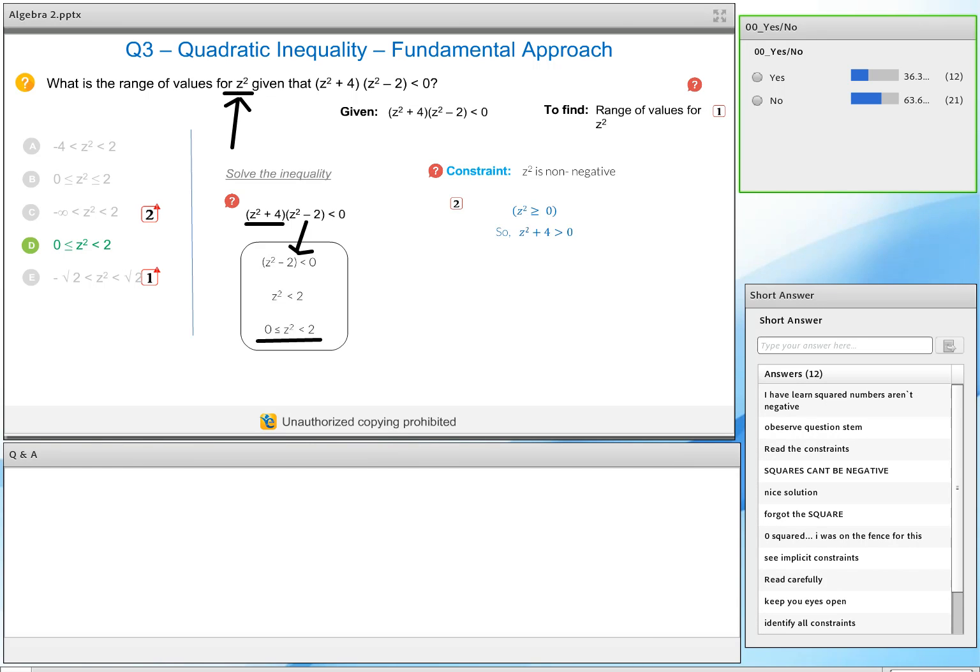When are they greater than 0? When are they less than 0? That's about it, right? Then you simply keep in mind the constraints. If you just focus on the basic principles, such inequalities are really very easy to solve.